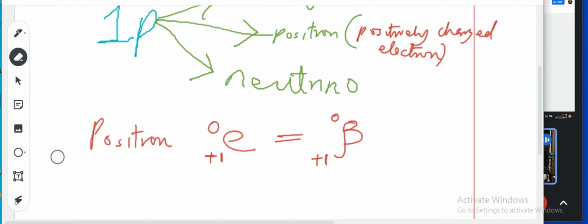So this is a positron, what we call the antiparticle of an electron. I don't want to go too far. An antiparticle is a particle with the same mass but a different charge. It has the same mass number, 0, but a different charge from a proper electron. What's the charge of a proper electron? Minus 1. But what's the charge of a positron? Plus 1.